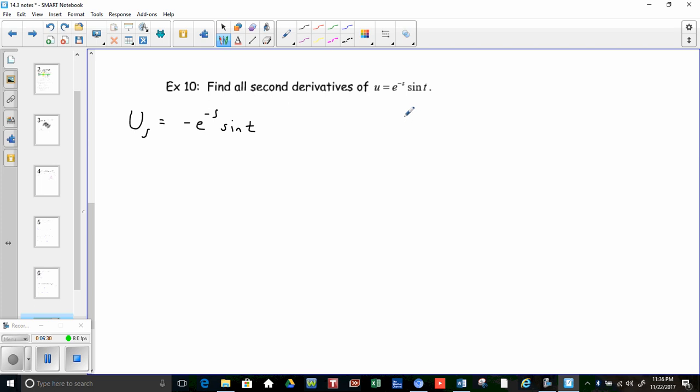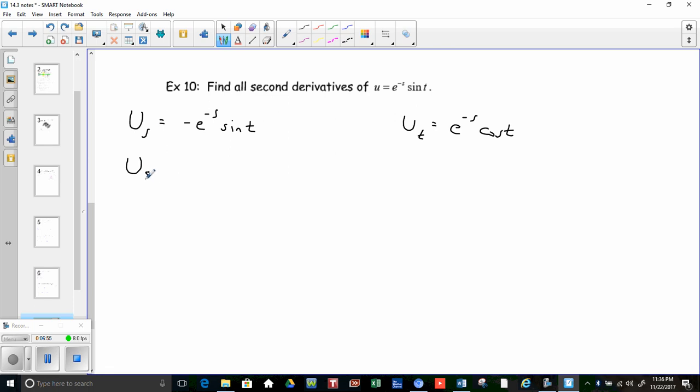Then let's find the partial with respect to t. Again, all of this is now constant, and this is the only thing that has a t in it, so this is going to be e to the negative s, and the derivative of sine is cosine t.